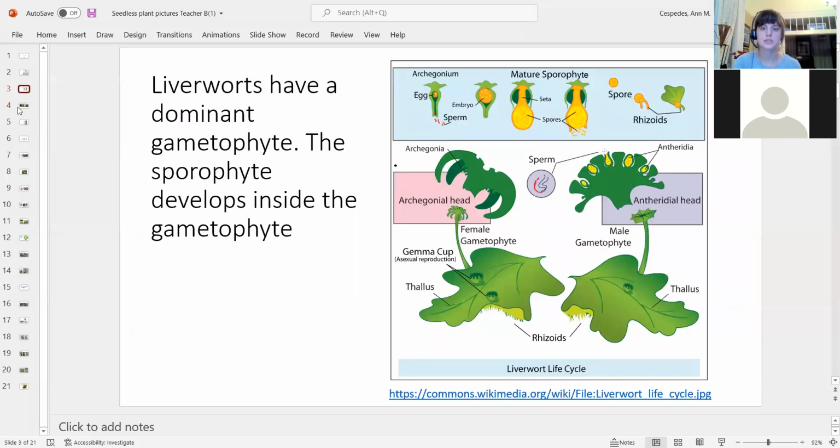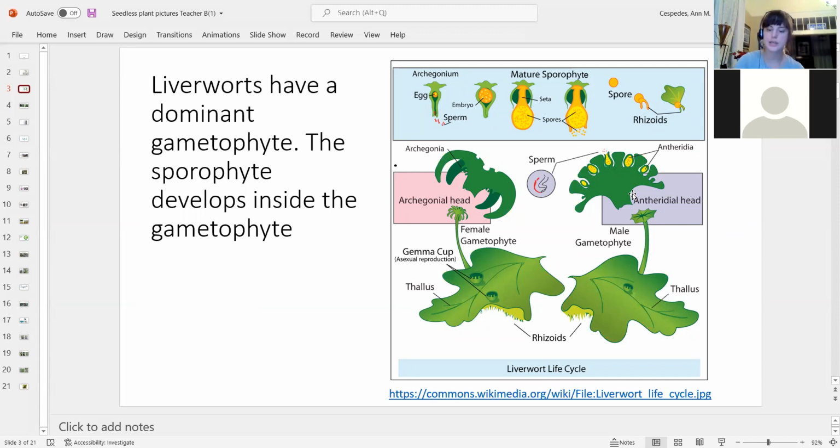Okay, so let's look here. We have the archegonia. That's this weird kind of wacky palm tree situation. That's going to be where the eggs are formed. And then we have this sort of umbrella mushroom looking thing. And that's where the sperm are going to be produced.